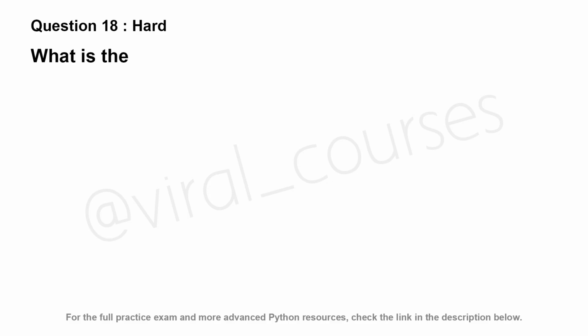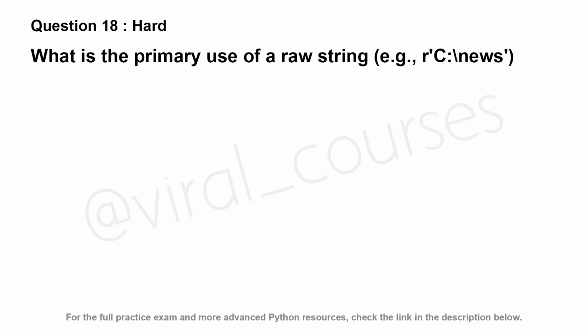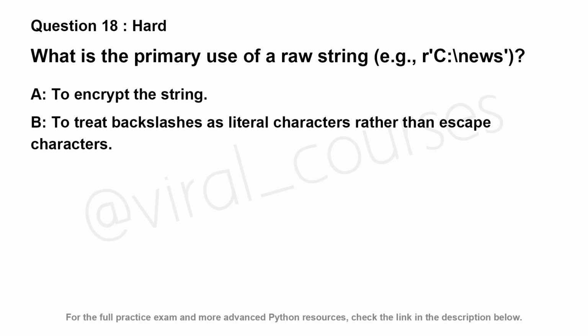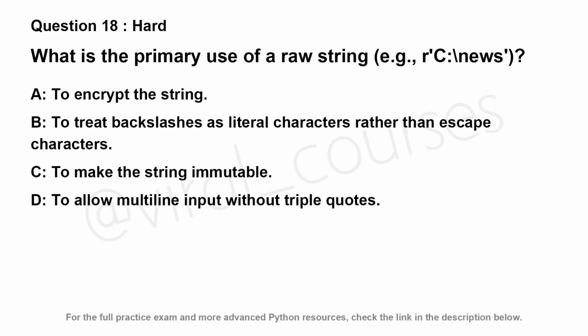What is the primary use of a raw string, e.g., r"\n"? Option A, to encrypt the string. Option B, to treat backslashes as literal characters rather than escape characters. Option C, to make the string immutable. Option D, to allow multi-line input without triple quotes.